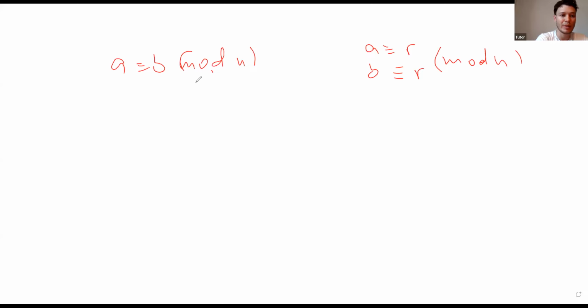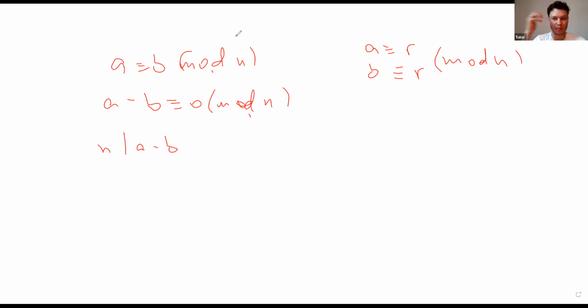So what does that mean? Basically it means that a minus b is going to be congruent with 0 mod n. So it means that n divides a minus b. If a and b have the same remainder, when I take a minus b, the remainders are going to cancel out and n is going to divide the difference. Okay, so these are some simple rules about modular arithmetic.